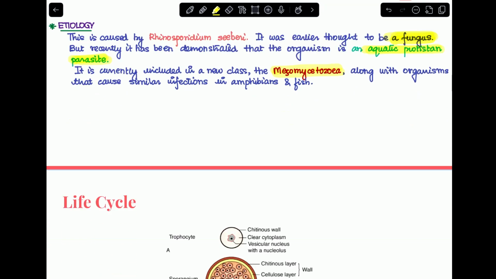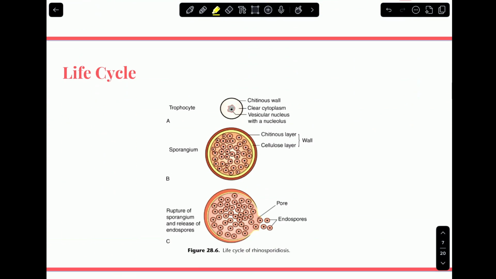Next, let's discuss the life cycle of this parasite. In this life cycle of the parasite, there are three stages to it. First is the trophic stage, then there is development of sporangium, and lastly, there is production of endospores. So, first, let's discuss the trophic stage. In the trophic stage, the organism is known as the trophocyte. This trophocyte, as you can see in the image over here, is oval or rounded. It is about 6 to 8 micrometers in size.